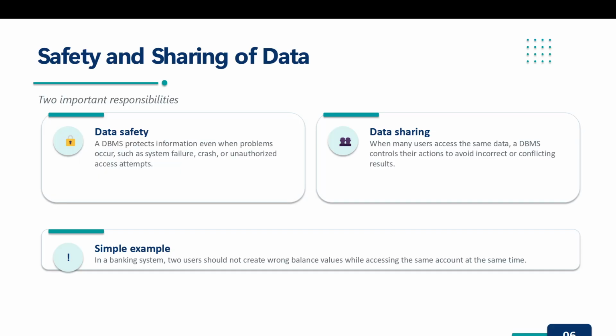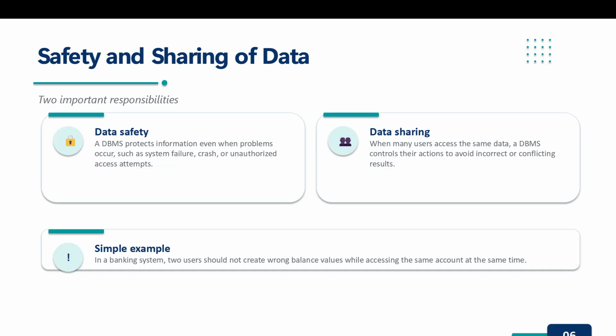Second, the DBMS should protect data from unauthorized access. That means not everyone should be allowed to see or change all the data. For example, in a college, a student may be allowed to view their marks, but they should not be allowed to change their marks. A teacher may enter marks, but a student should not have that permission. So the DBMS provides security and access control.